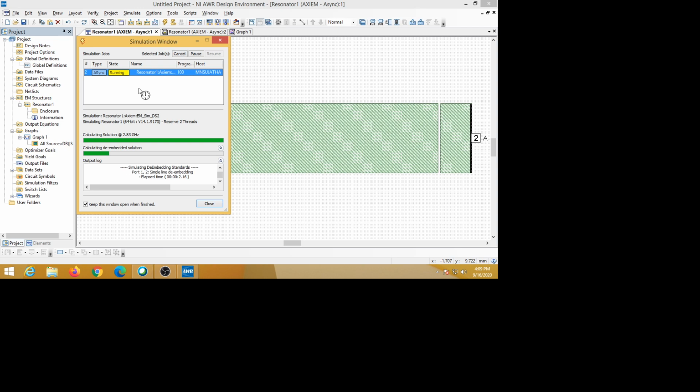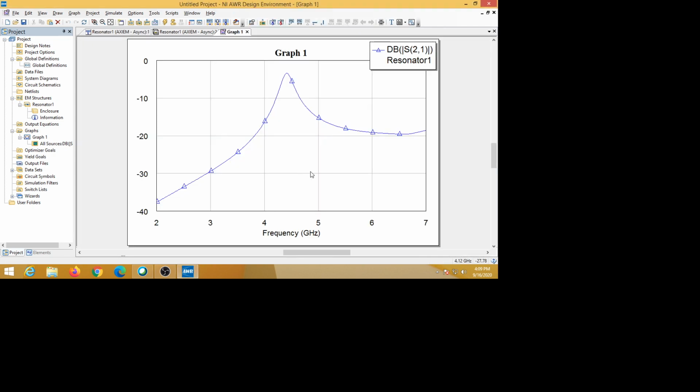It will take time because we gave the step size as 0.01. Every 0.01 it will do the calculation. So it is finished. Now close it and you see graph one. Now you see the graph came here. Okay, this is the resonator.